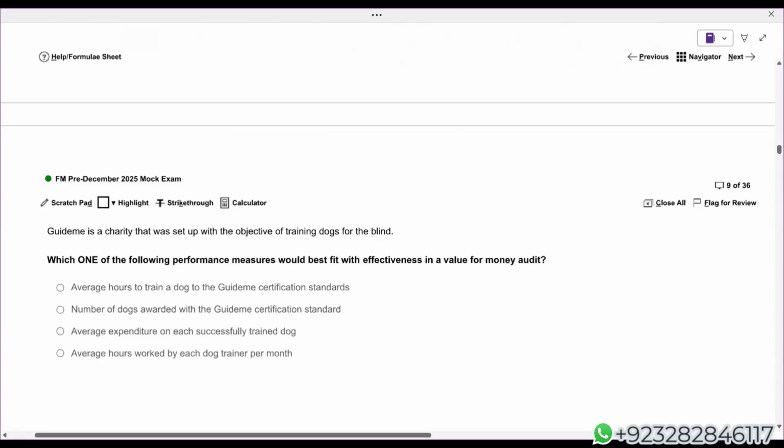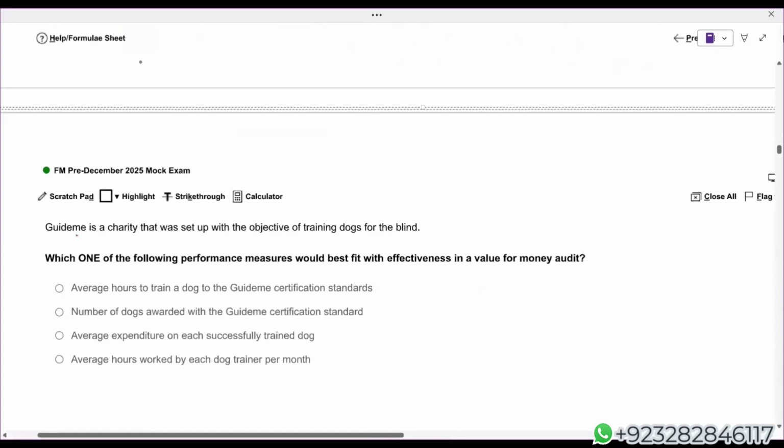Let's go for question number 9. Guide Me is a charity that was set up with the objective of what?